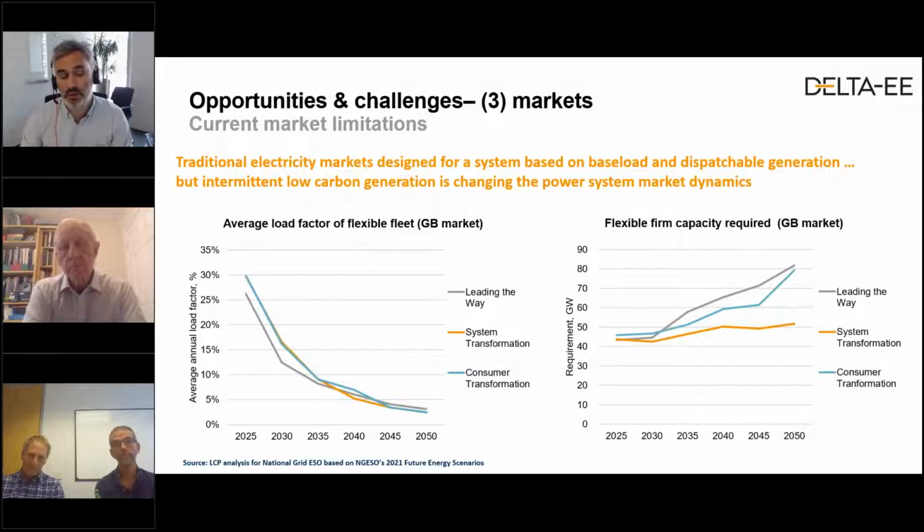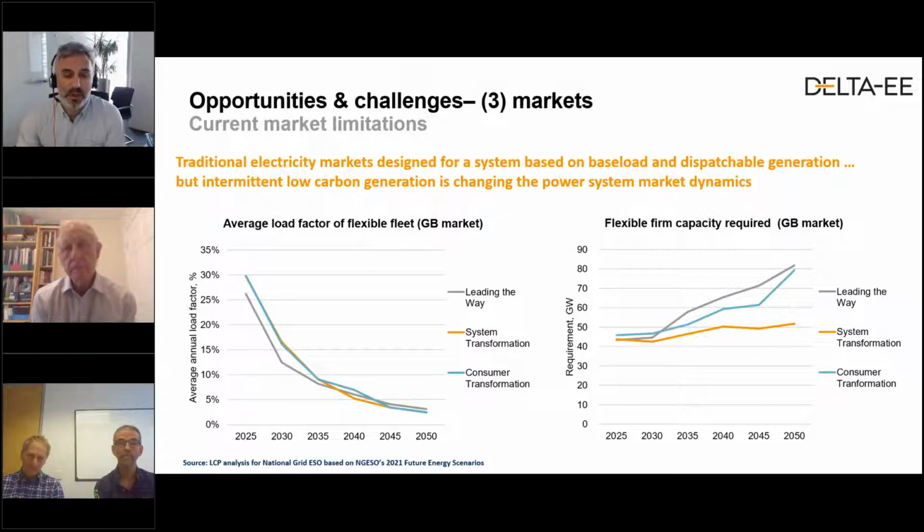However, there will still be hours when the wind doesn't blow and the sun doesn't shine, and there is that requirement for significant levels of flexible, reliable supply that can be turned on potentially for only a few hours. That chart on the right is showing that requirement. If you take the projected demand under a few of these different scenarios the National Grid had developed, what is the requirement for that flexible, firm capacity? And that's actually increasing. You're going from maybe 40 gigawatts now up to, in some scenarios, 80 gigawatts, so almost doubling.